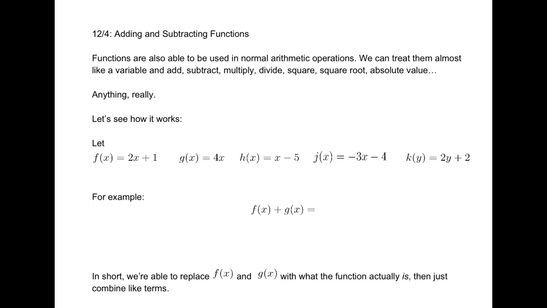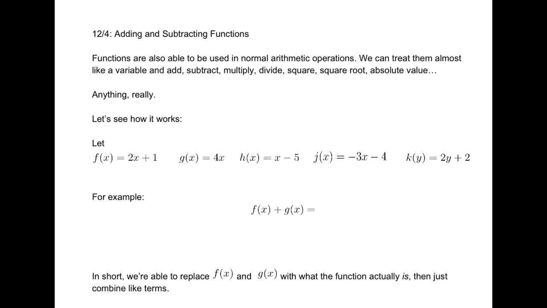And here we define what f of x is equal to, g of x, h of x, that's how you describe these functions, j of x, and k of y. And each one has something going on. Multiply by 2, add 1, multiply by 4, subtract 5, multiply by negative 3 and then subtract 4, multiply by 2 and then add 2.